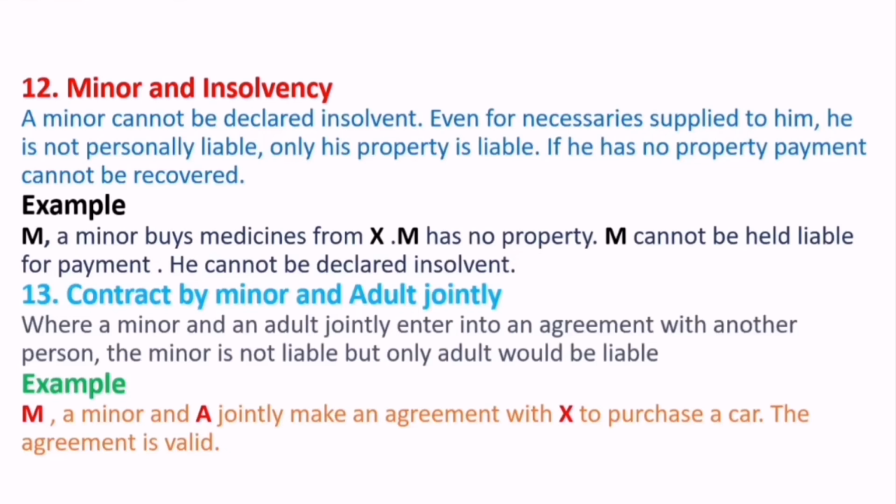The next one is contract by minor and adult jointly. Where a minor and an adult jointly enter into an agreement with another person, the minor is not liable. Only the adult would be liable, who is making the joint agreement with the third party along with the minor. Example, M, a minor, and A, who is definitely a major, jointly make an agreement with X, the third party, to purchase a car. The agreement is valid.